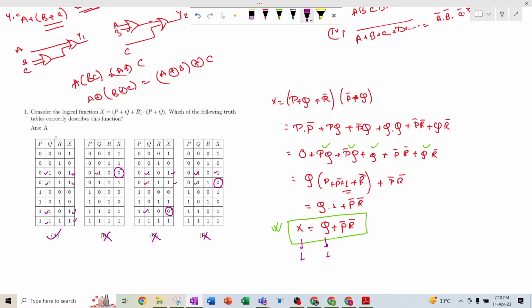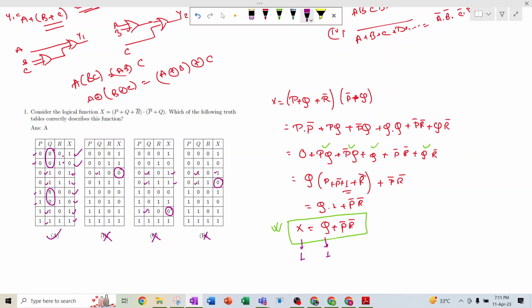One more thing: suppose q is 0. Then the output will be p bar into r bar. Here p bar is 1 and r bar is 1, multiplied gives 1, which is good. Then p bar is 1, r bar is 0, so the output will be 0. Here p bar is 0, so the output will be 0, and here also p bar is 0, so the output will be 0. So the correct answer will be option A.